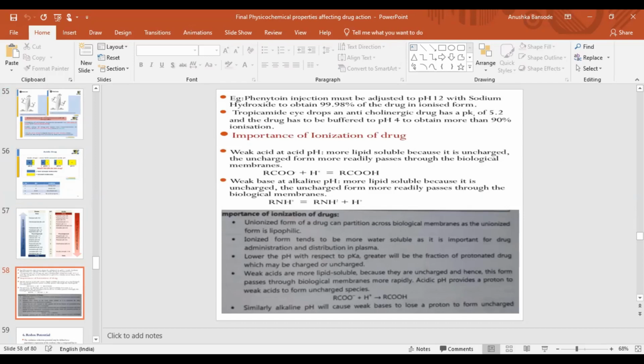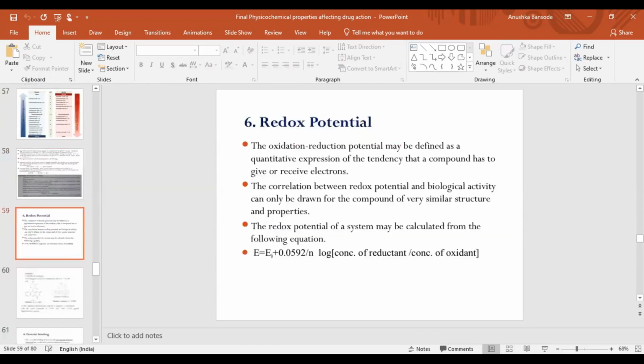The lower the pH with respect to pKa, the greater will be the fraction of protonated drug, which may be charged or uncharged. Weak acids are more lipid soluble because they are uncharged, and hence this form passes through biological membranes more rapidly. Acidic pH provides a proton to weak acids to form uncharged species. Similarly, alkaline pH will cause weak bases to lose a proton to form uncharged species.